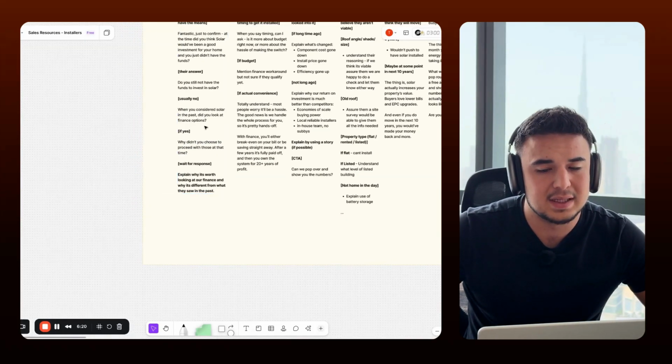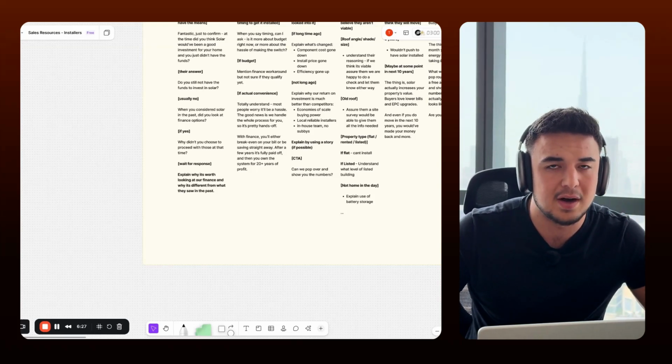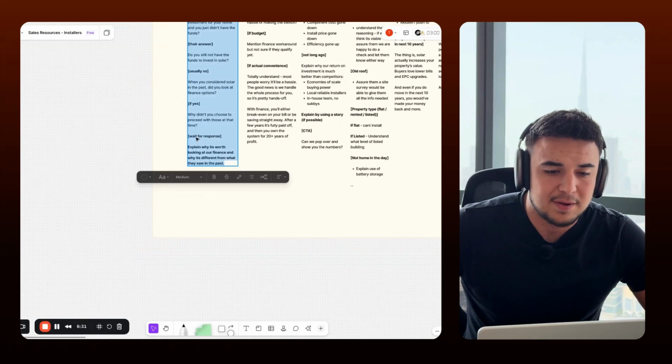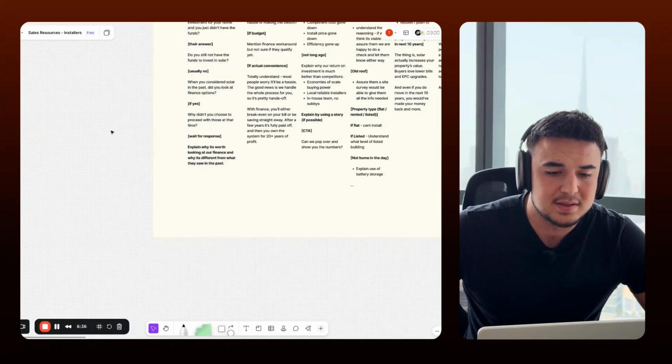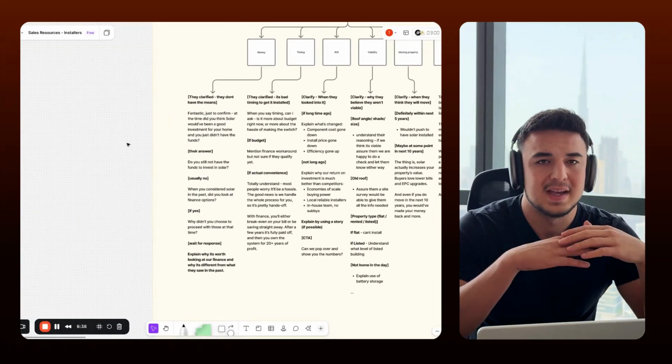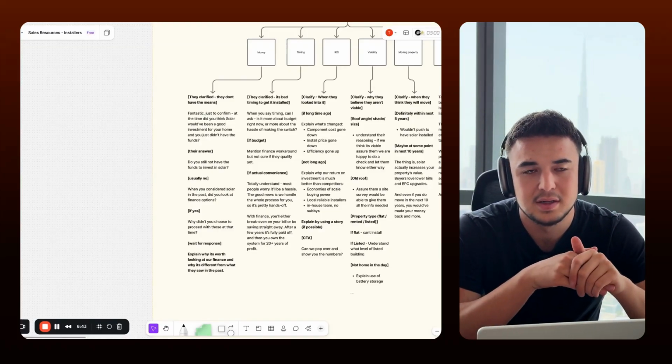If they say that they didn't look at finance options in the past, then you can just talk about our finance options. Wait for their response, and then basically just explain why it's worth looking at our finance and why it's different from what they saw in the past. They're going to be paying for the energy anyway. They can potentially be cash flow positive from day one, all these sorts of things.